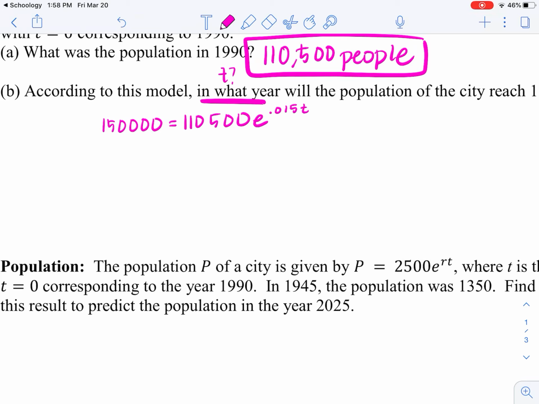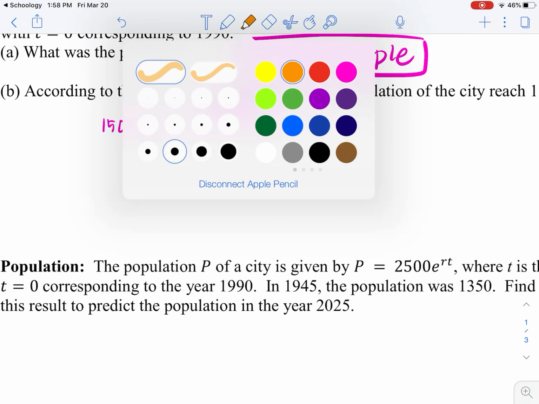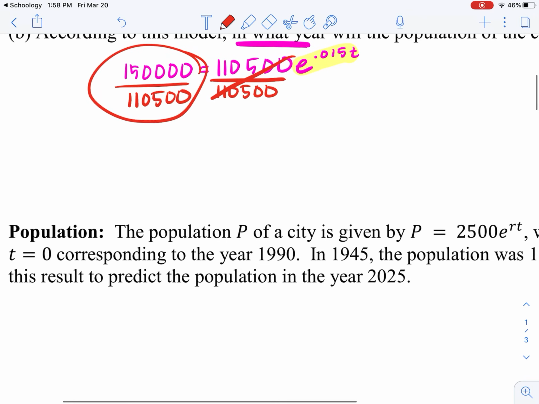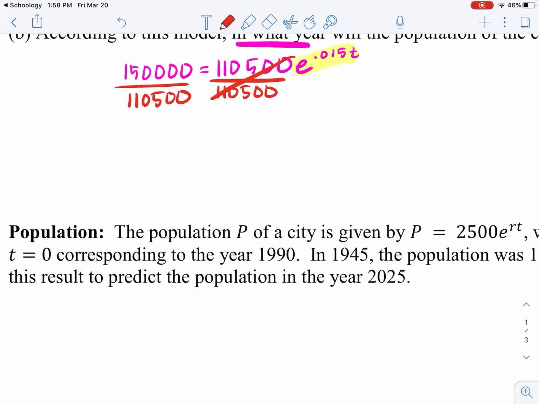T is an exponent. To solve for an exponent, we use the inverse of exponents, which is logarithms. In order to log both sides, we have to have the base and the exponent isolated. So step number 1, divide both sides by 110,500. Now go ahead and pick up your calculator and put this in your calculator. What you should notice is that you're getting an irrational number, a number that doesn't have a nice rounding to it. So what we're going to do is not do anything. We're just going to leave it as a fraction.